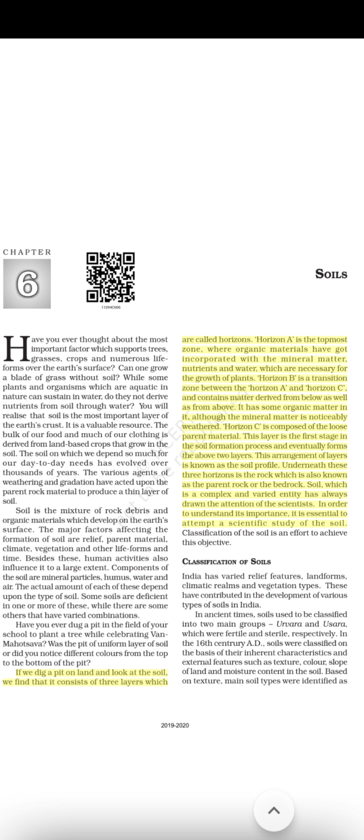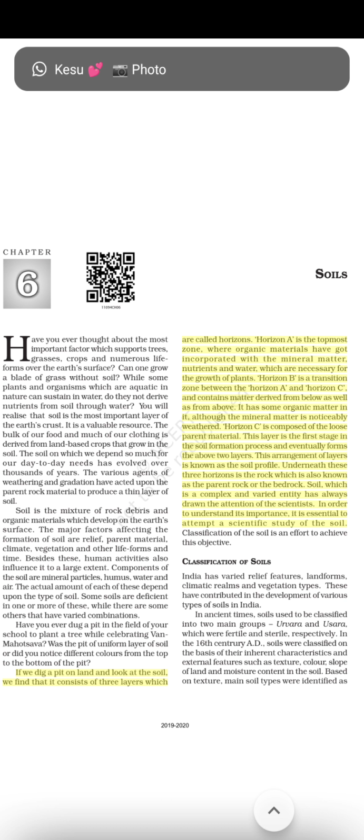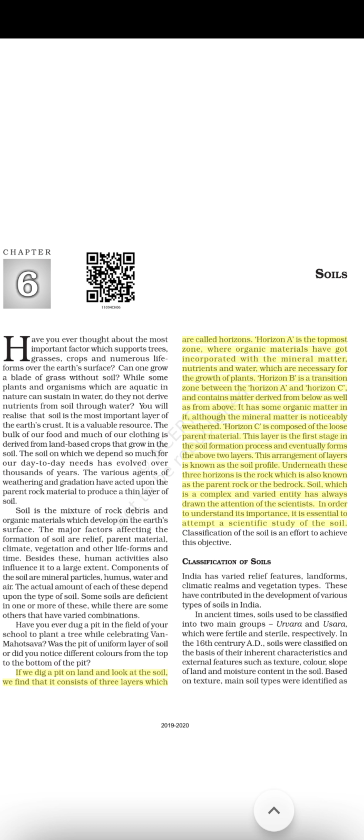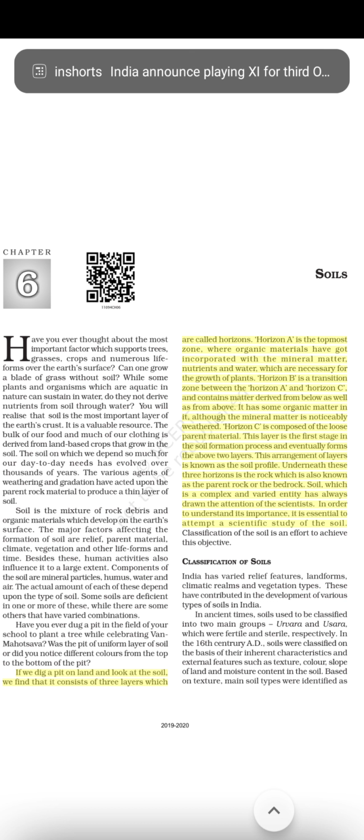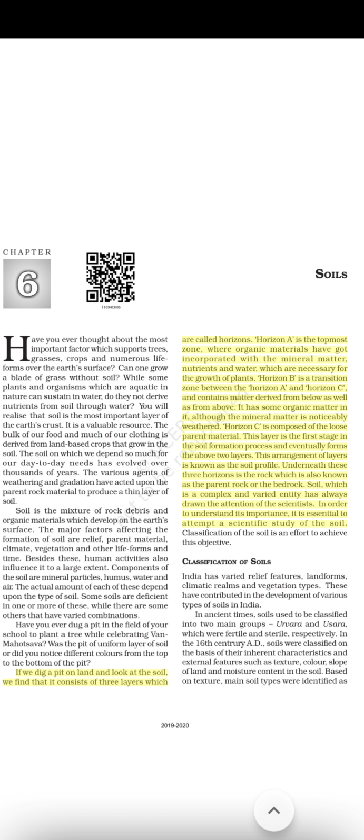Horizon B is a transition zone between Horizon A and Horizon C, and contains matter derived from below as well as from above. It has some organic matter in it, although the mineral matter is noticeably weathered. Horizon C is composed of the loose parent material. This layer is the first stage in the soil formation process and eventually forms the above two layers. This arrangement of layers is known as the soil profile. Underneath these three horizons is the rock, which is also known as the parent rock or the bedrock.